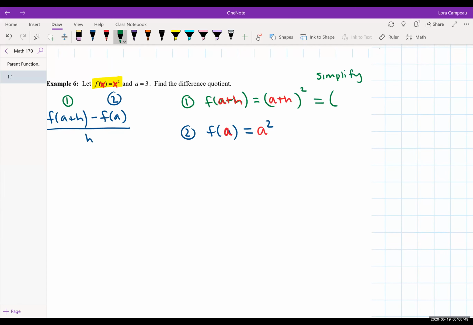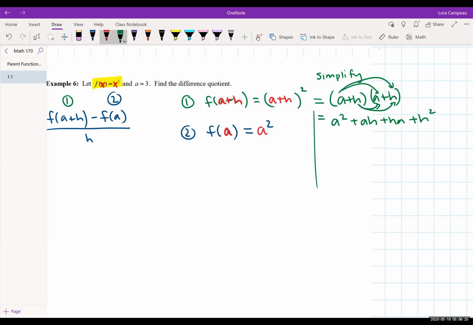So I'm going to go back to your past and say, what does it mean to have an exponent? A plus h squared means you are multiplying a plus h by itself twice. And whenever you are multiplying two binomials together, a lot of you think about it as FOIL. I think about it as distribution. I'd be looking at a times a, which is a squared, a times h, which is ah, h times a, and h times h, which is h squared.